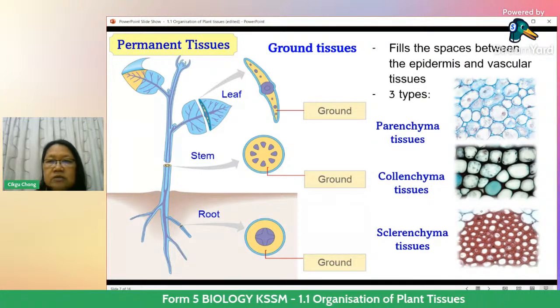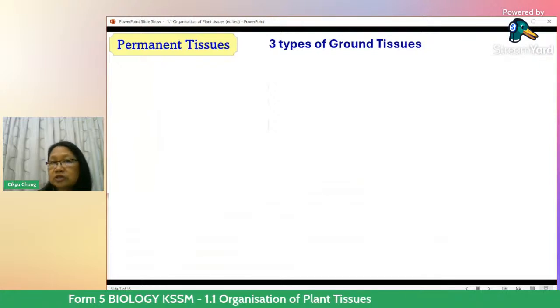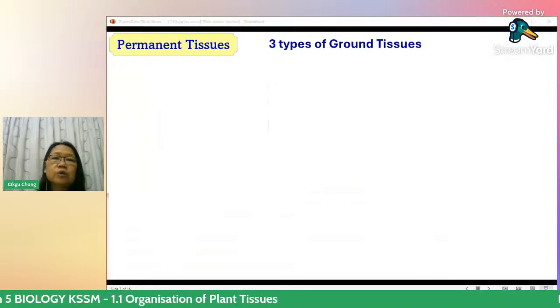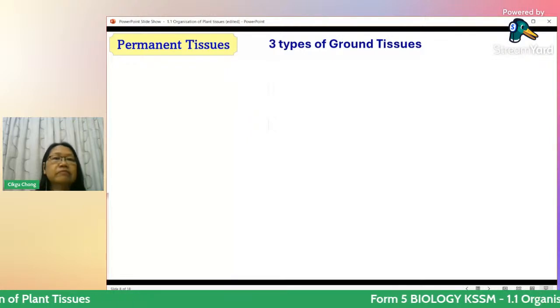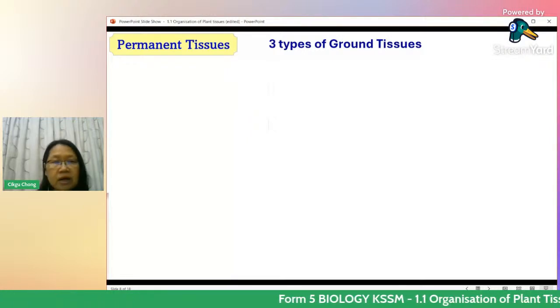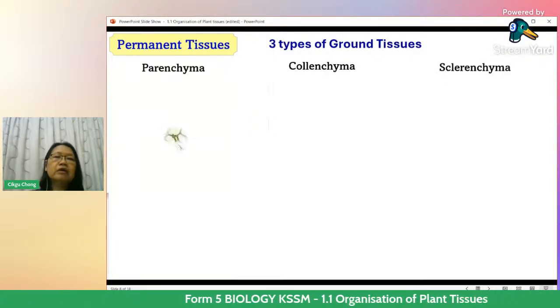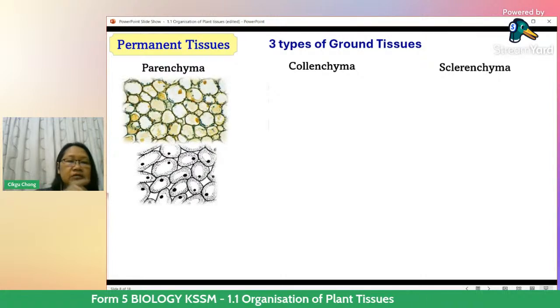Okay, so let's go to the next slide. Now, three types of ground tissue. First we start with the first one, which is called the parenchyma. Parenchyma. So parenchyma is actually, now look at this picture.